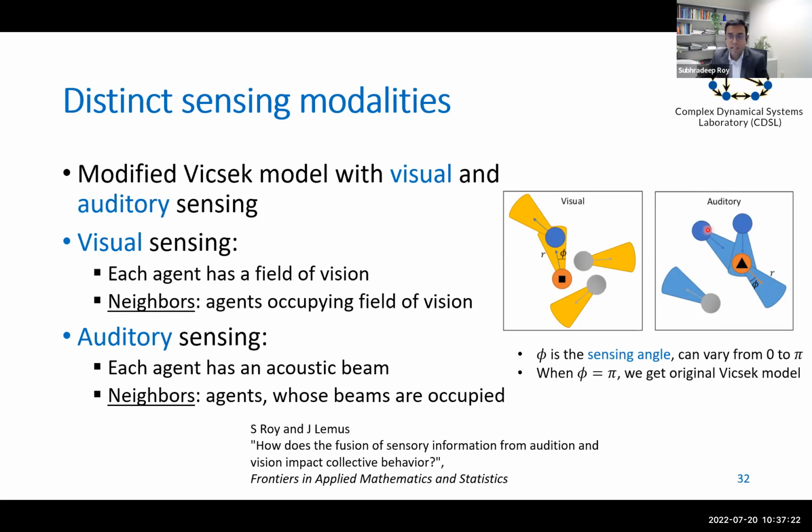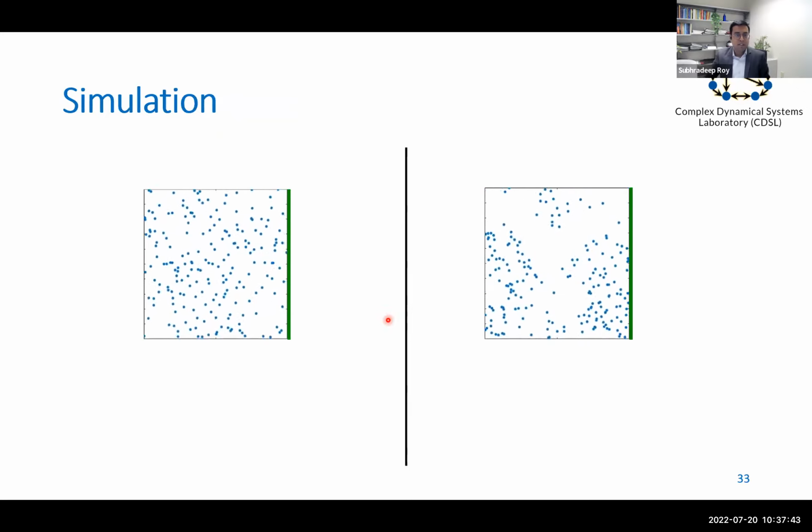Okay, one thing I missed. Here P is the sensing angle, or rather, half of the sensing angle. If we keep increasing P up to the value pi, it becomes a circle, which boils down to the original Vicsek model, where it had a circular sensing region. Okay, now it's time to watch the simulation.